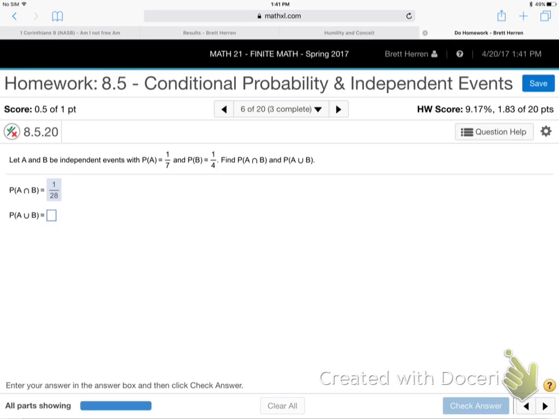All right, so when events are independent, let me just write that. When A and B are independent.